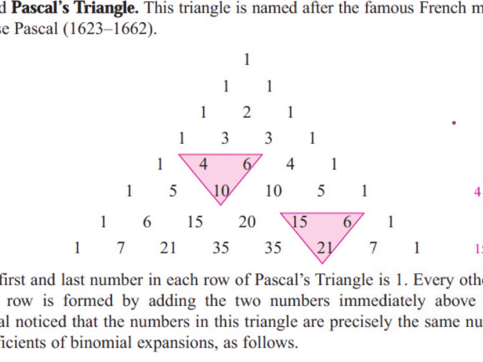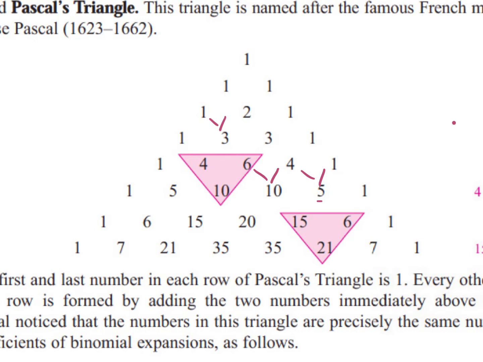So looking at this triangle, we have 1 plus 2 here. That gave us 3. We have 6 plus 4 here. That gives us 10. 4 plus 1 here is 5. So just by adding the two numbers directly above it is how they get the next row of the triangle.